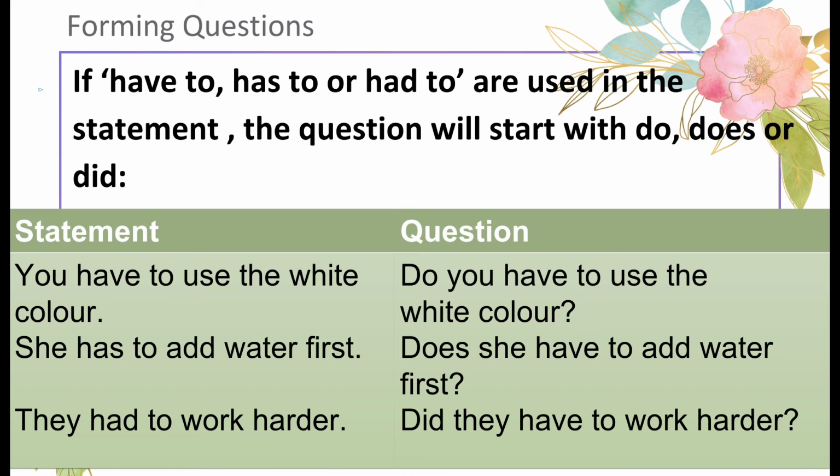Let's look at the last example. They had to work harder. Now this is past tense. And for the question, we will just add did. Did they have to work harder? And the same rule has been applied in this question as well. Did and have together form the verbal group, and the first verb did shows that it's past tense. Therefore, the second verb will not do the same job again. So, did they have to work harder forms the question.